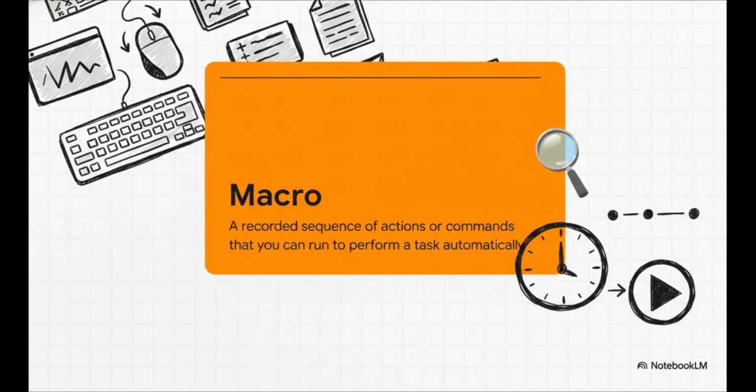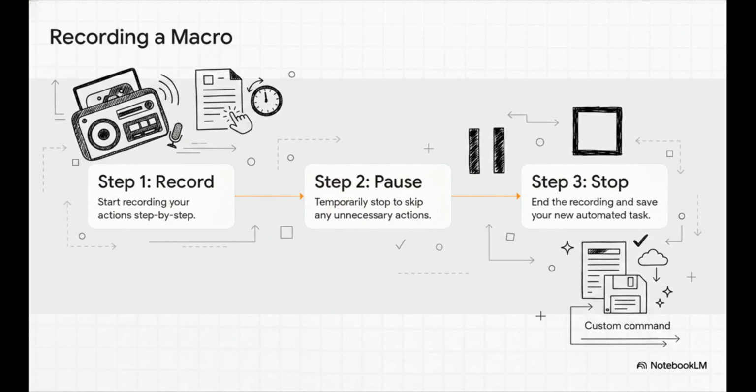Well, it's just a recording of your actions. Every click, every keystroke, every formatting change, Word records it all. Then you can save that recording and play it back with a single command to do that whole task for you automatically. And creating one is as simple as hitting record on a tape player. You just start the recorder, you do the actions you want to automate, and then you hit stop. That's it. Word captures everything in between and saves it as your own custom command.